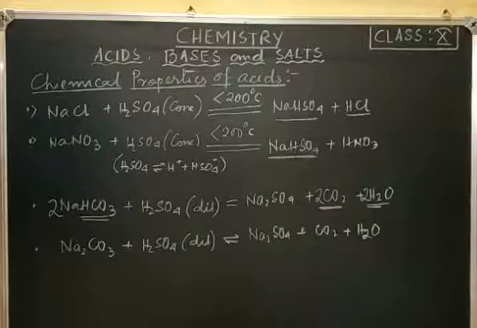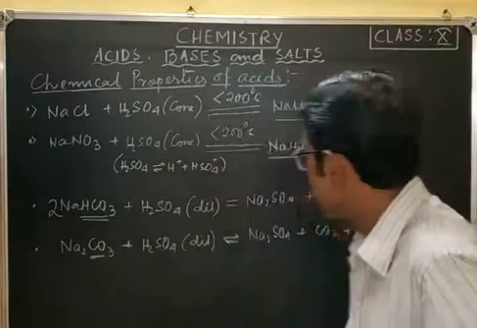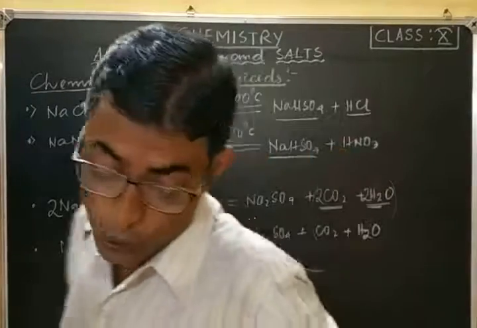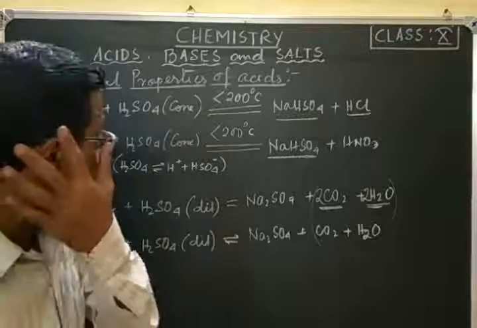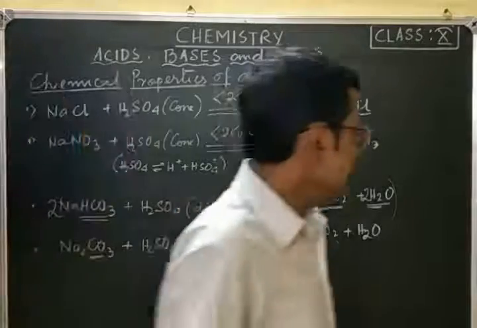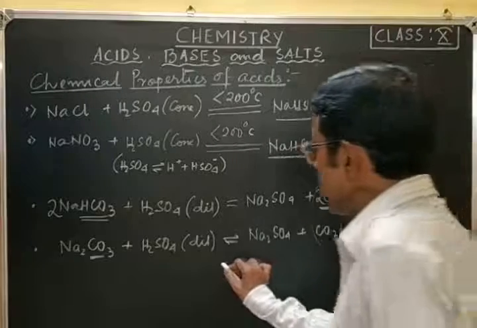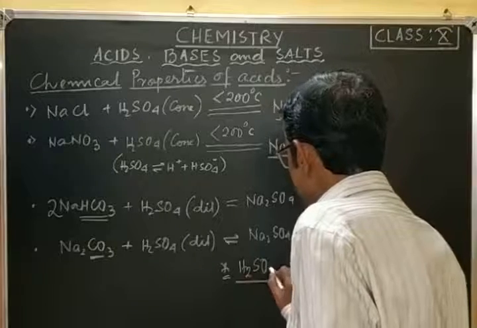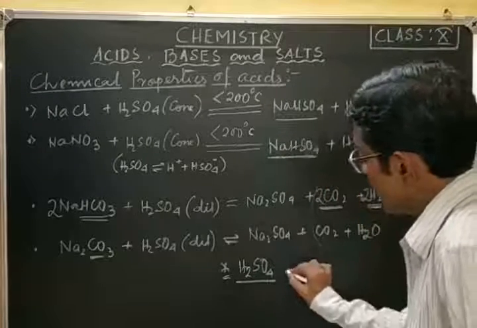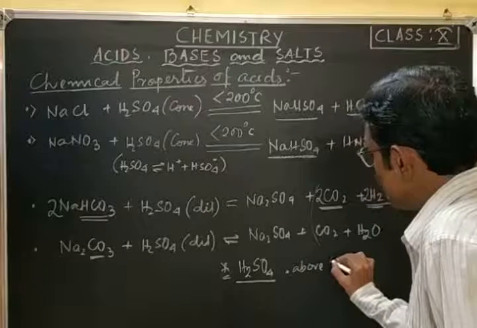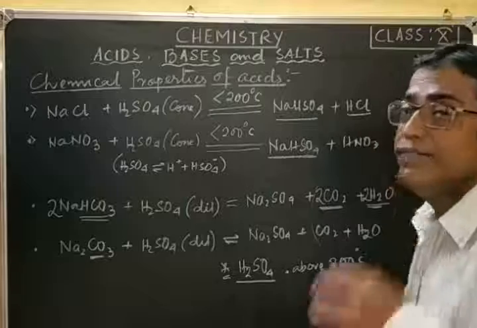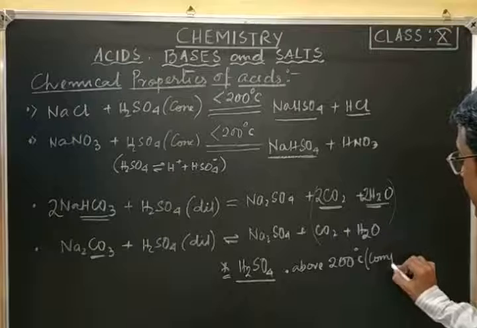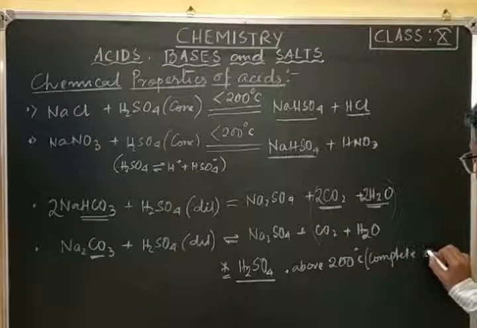So here you can see when there is a carbonate or bicarbonate radical in place of acid, what is produced? Carbon dioxide and water. And remember, this is just for your knowledge at the time of writing the reaction. For H2SO4, sulfuric acid, this is very important: any reaction which takes place above 200 degrees Celsius, then complete ionization takes place.